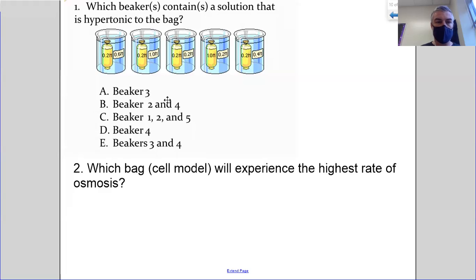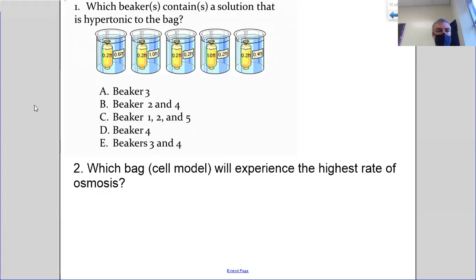But you're right. So which one has the greatest difference? Well, in this case, 0.2 and 1 is a difference of 0.8, and this one is also a difference of 0.8. So this is going to be both 2 and 4 again. They have the biggest difference between the two, so beaker 2 and beaker 4 have the greatest difference. It's like a hill. The slope of your gradient is going to be greater. Therefore, the rate is going to be faster in 2 and 4.